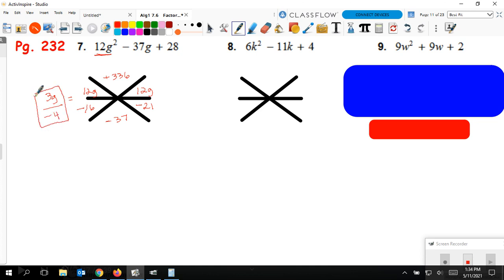And then over here, 12 and 21, I can reduce by 3. 3 goes into 12 4 times, so 4g on top. And 3 goes into 21 7 times, so this will be negative 7 on the bottom. So now this one is reduced.